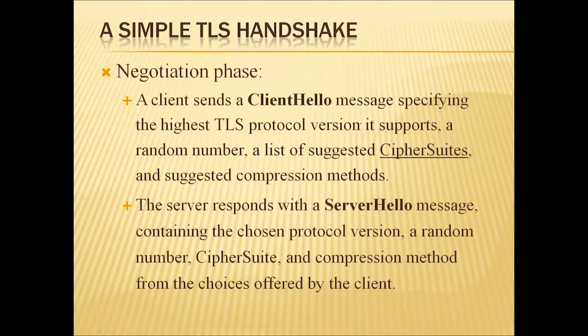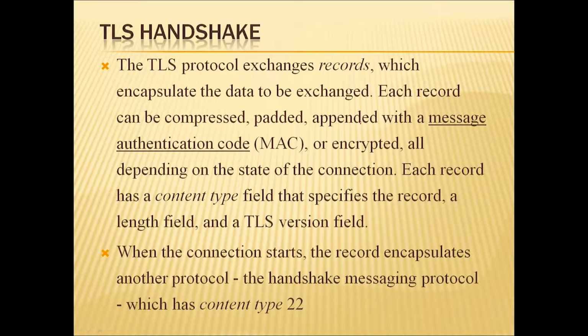Then starts the negotiation phase. The client sends the client hello message specifying the highest TLS protocol version it supports. The client may support anything, and if you mention the highest, that means it can support the lower versions also. It also sends a random number, a list of suggested cipher suites and suggested compression methods, because ultimately the data will be provided compression. Here, each record can be compressed, padded, appended, so compression algorithms are also required.